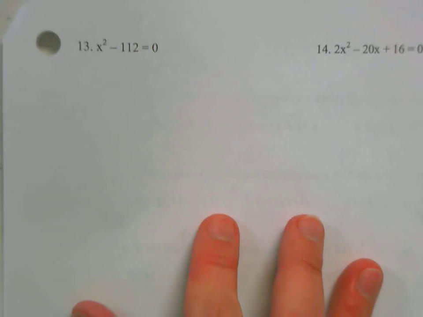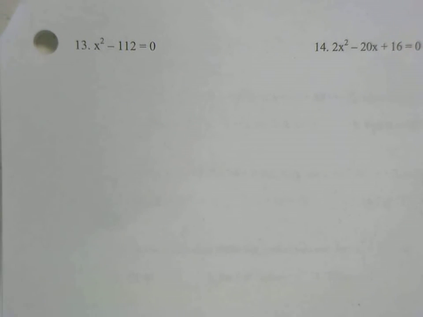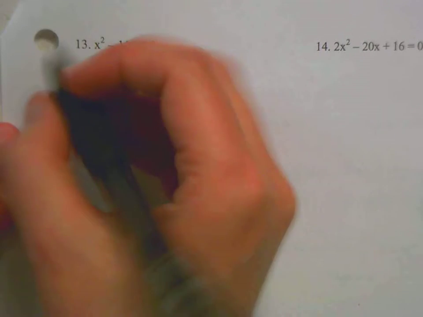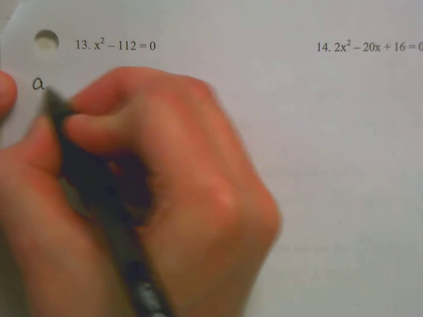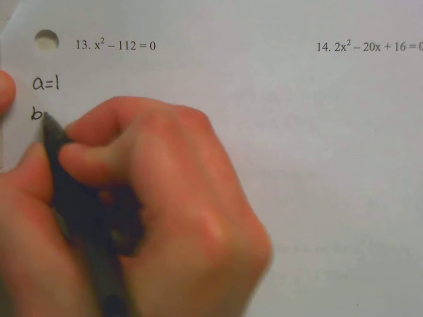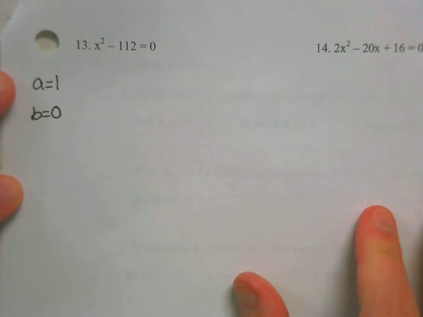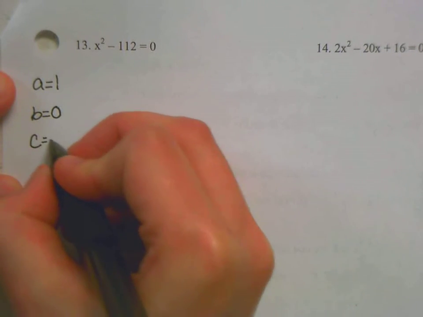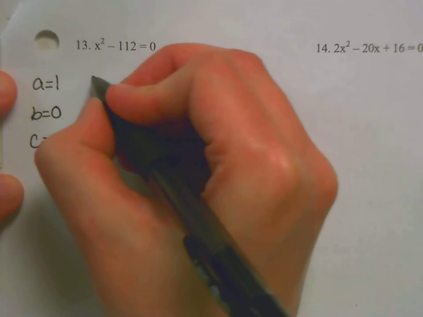Number 13. This one, probably the best method would have just been to do the quadratic formula. So A was 1, B is 0 because there is no x term, and C would have been the negative 112. So plug in.